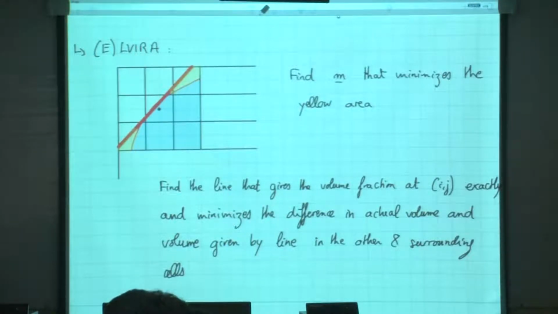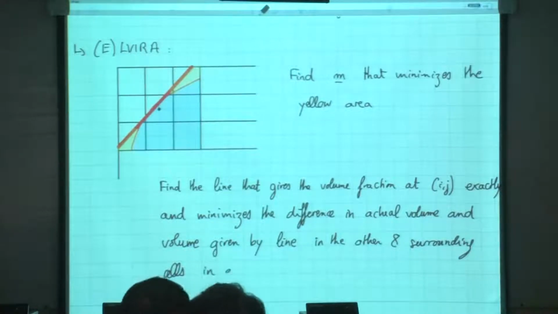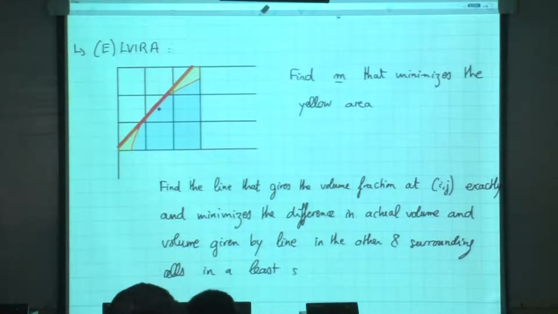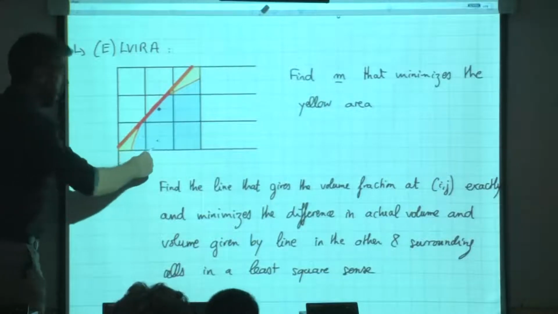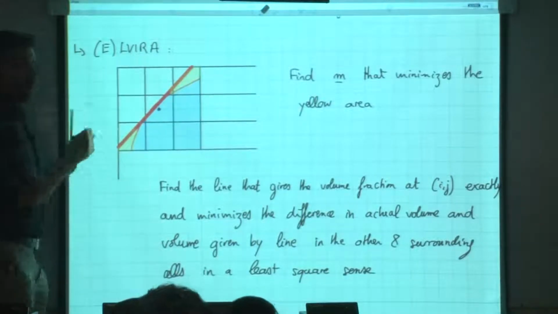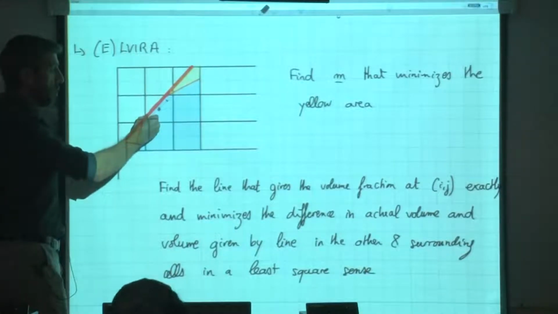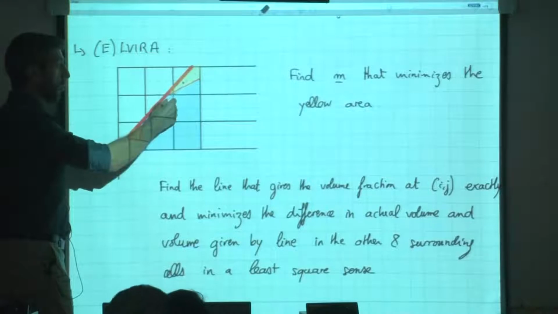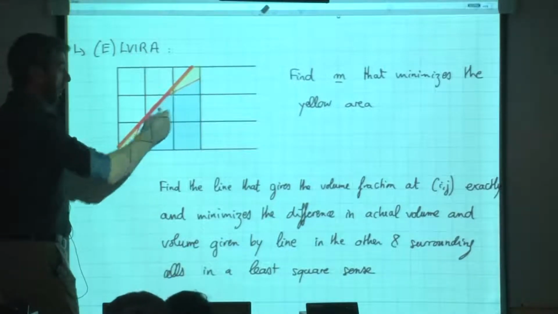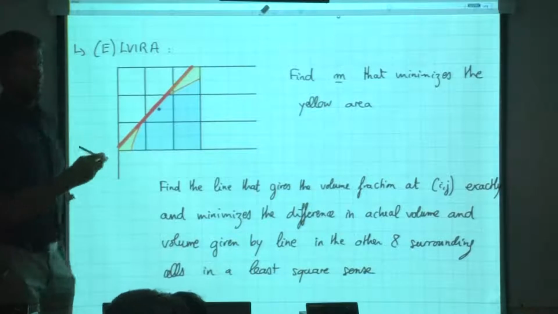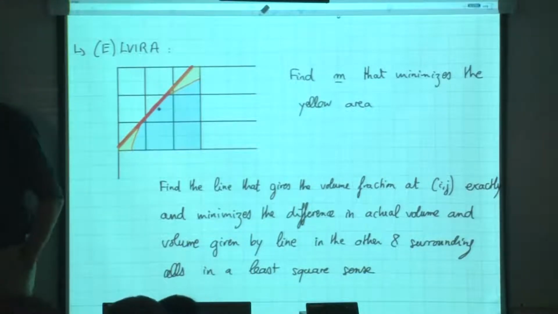This is not an easy problem to solve. In general, it's a minimization problem. We'll simplify it by going after a least square representation, so in a least square sense. Okay, so you know the volume fraction here, here, here, here, here, here, here, here. What is the line that exactly matches the volume fraction here, such that the orientation minimizes the mismatch between volume fraction under the line in that cell and under the line in that cell? That's the question we're solving. This is the minimization problem we're going through.